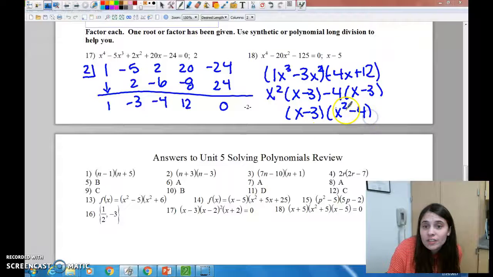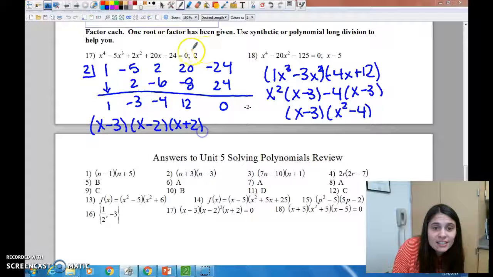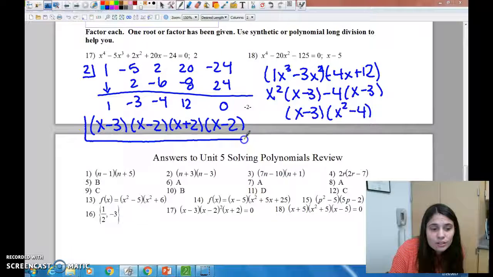And if I set each of these equal to 0, oh, just kidding, this asks me just to factor. So I have x minus 3, x squared minus 4, which I factor with difference of squares as x minus 2 times x plus 2, plus the solution from the synthetic division gives me another x minus 2. And this is my final solution. So I want you to try number 18 on your own.